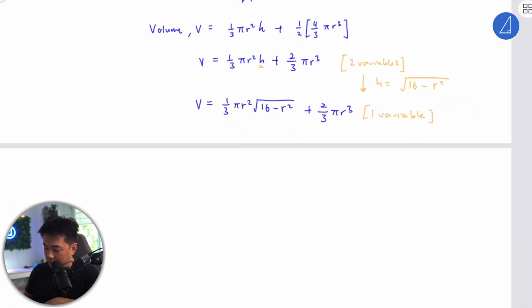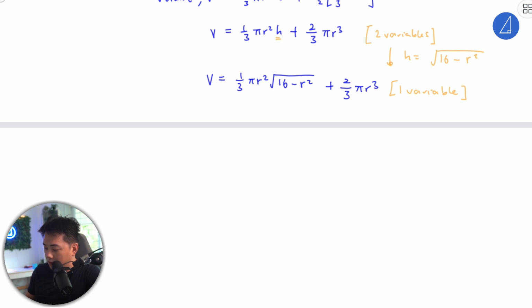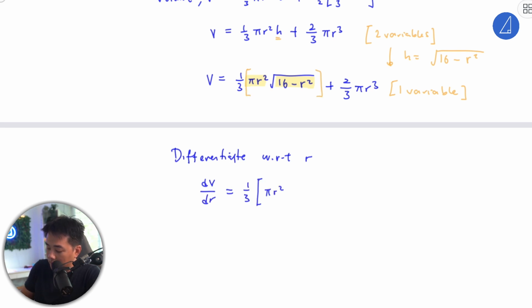Then from here, what I'm going to do is differentiate this. This needs the product rule. All right, product rule here. Then we differentiate with respect to r. dV/dr will give us, I like to bracket a third out here. Okay, so this is my u, this is my v. So pi r squared, half (16 minus r squared) to the power minus half, then differentiate inside, minus 2r, plus root of 16 minus r squared.